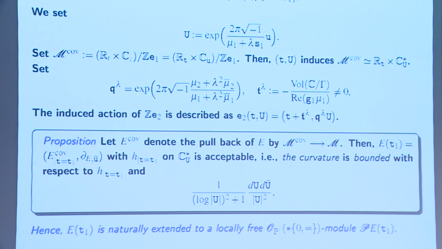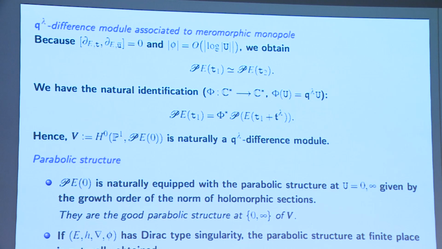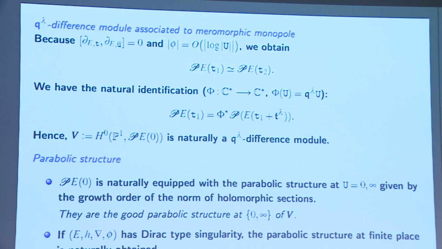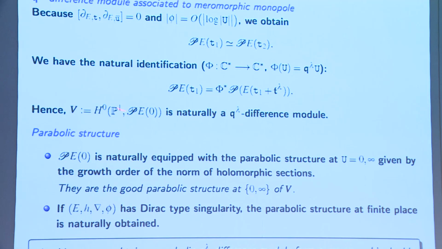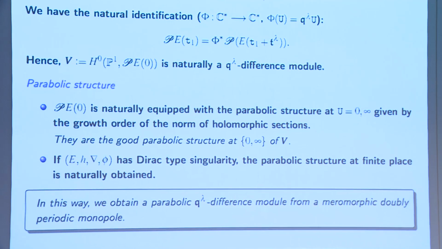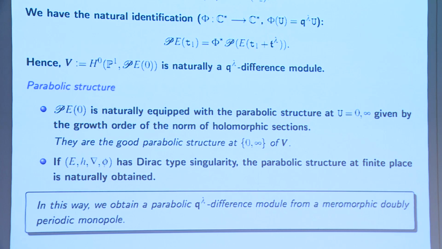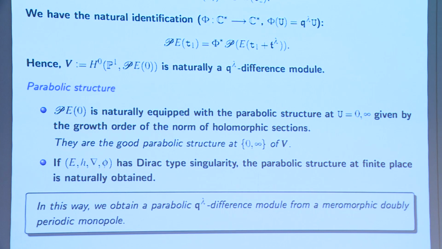And then again, we use the standard technique to extend the bundle on P1. And by taking the global sections, we obtain q-lambda difference modules. And it is naturally equipped with good parabolic structure at 0 and infinity. And if it has Dirac-type singularity, then the parabolic structure at the finite place appears. So this construction induces the equivalence of doubly periodic monopoles and q-lambda difference modules.